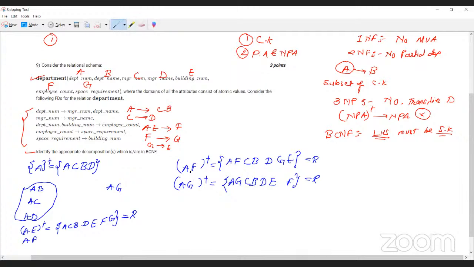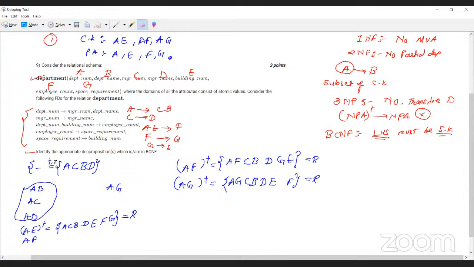So till now, everyone got it, right? How to find out the candidate key? So I will simply erase this and write: candidate keys are AE, AF, and AG. So my prime attributes are A, E, F, G, and the remaining are the non-prime attributes.